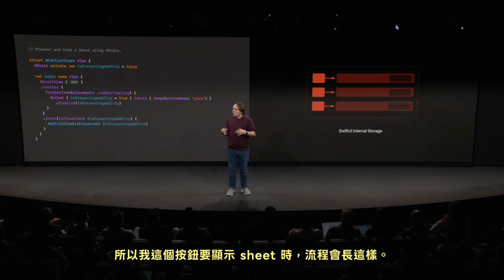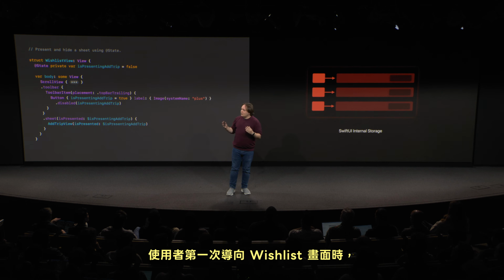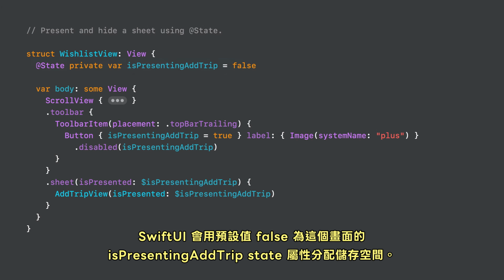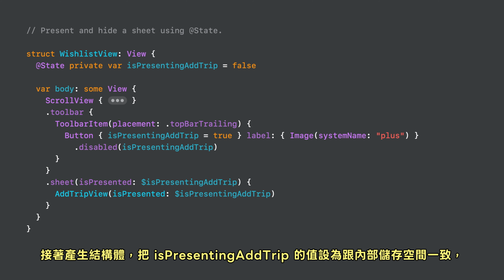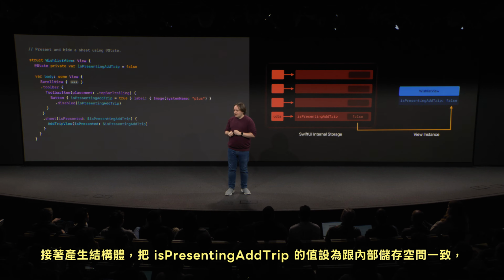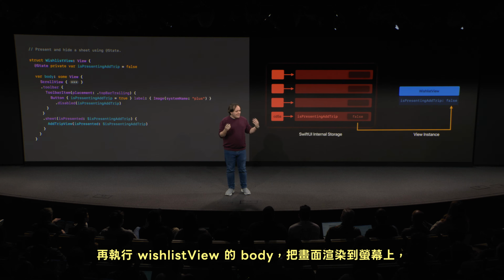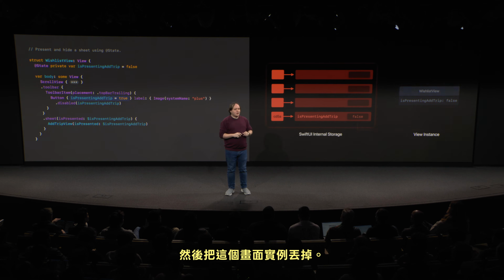So here's how this will work with my button that will show a sheet when tapped. The first time someone navigates to a wishlist view, SwiftUI allocates storage for this view's isPresentingAddTrip state property using the default value of false. Then it instantiates the struct and sets the value of isPresentingAddTrip to match SwiftUI's internal storage, and then runs wishlist view's body to render to the screen. And then it discards the view instance.